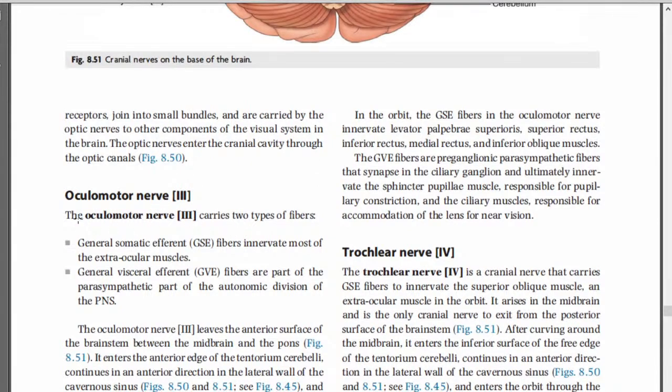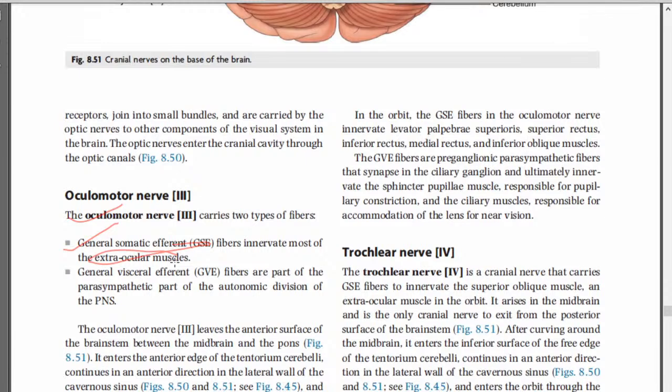The oculomotor nerve carries two types of fibers: general somatic efferent fibers, which innervate most extraocular muscles, and general visceral efferent fibers that are part of the parasympathetic part of the autonomic division of the peripheral nervous system. General visceral efferent, what does that mean? These fibers are part of the parasympathetic part of the autonomic division.